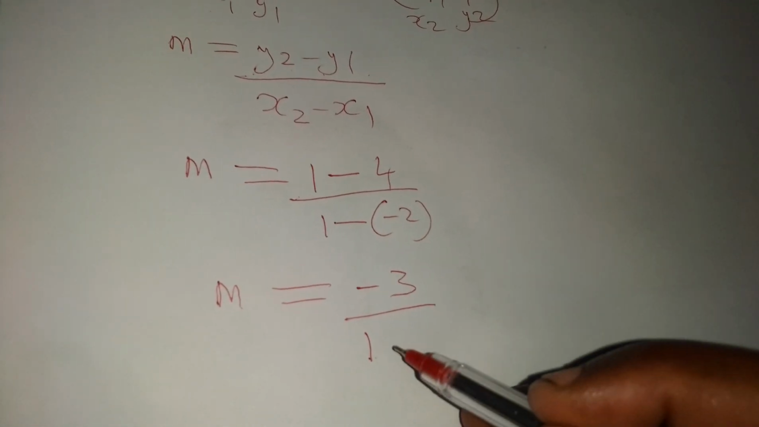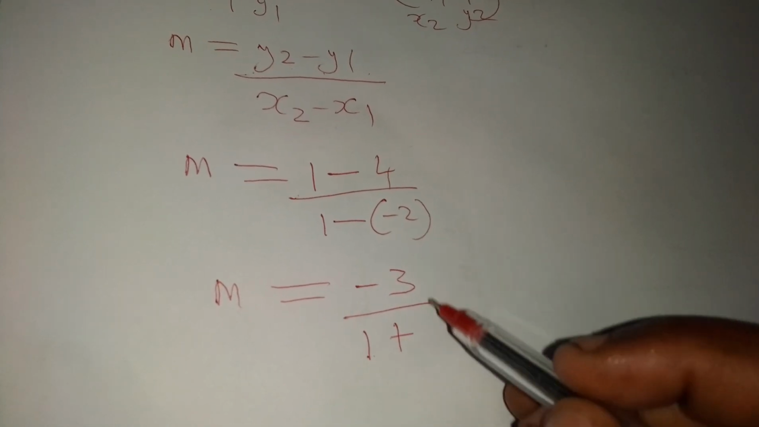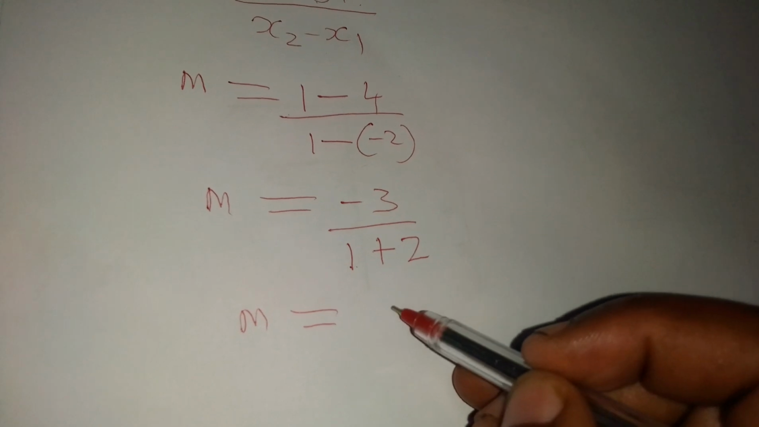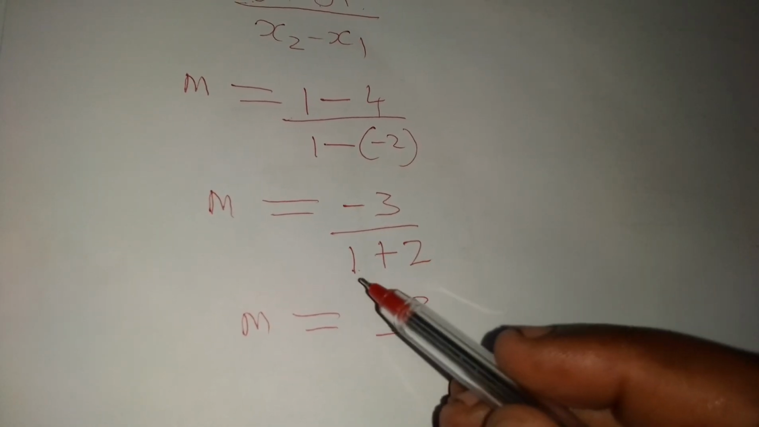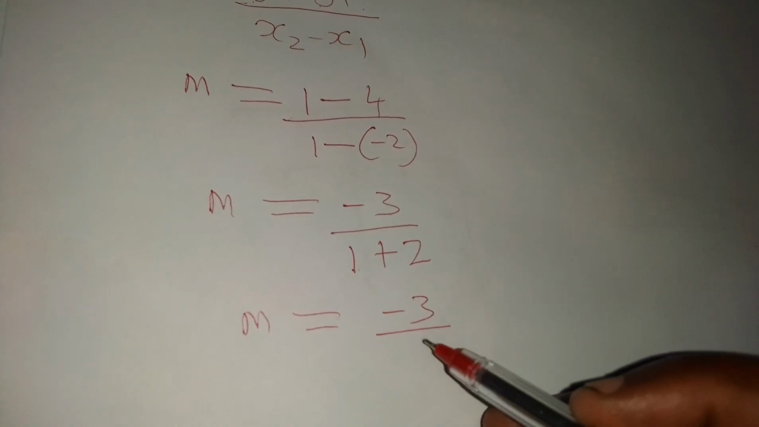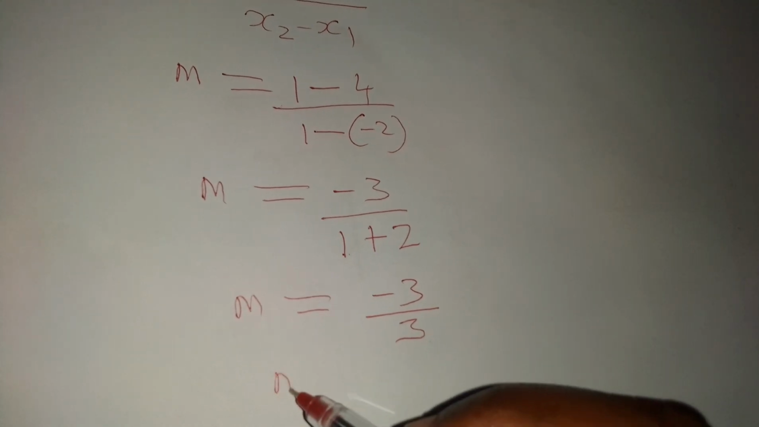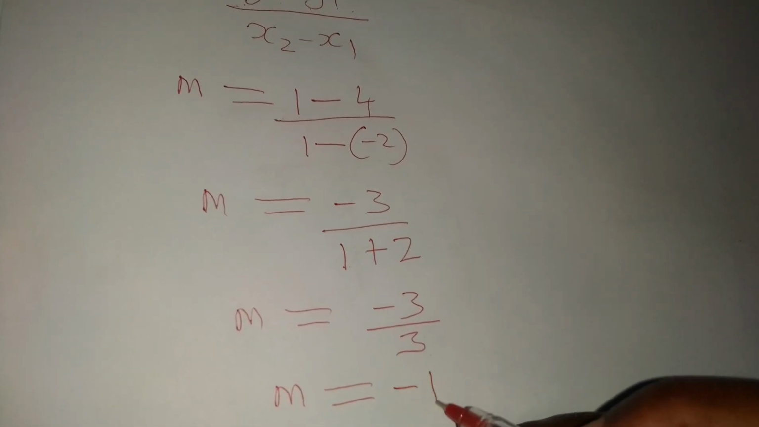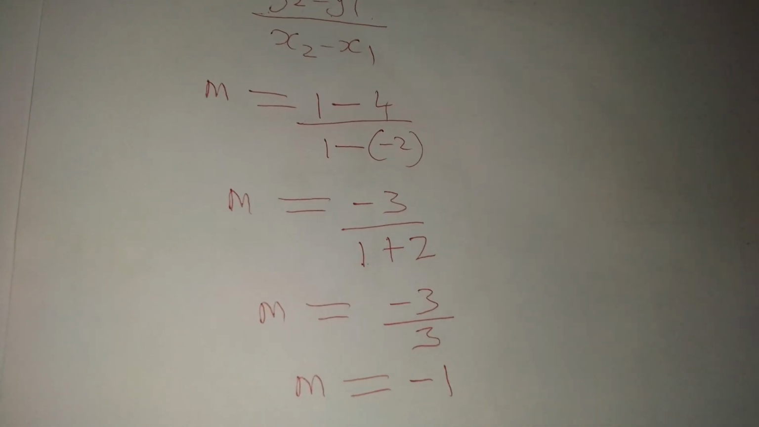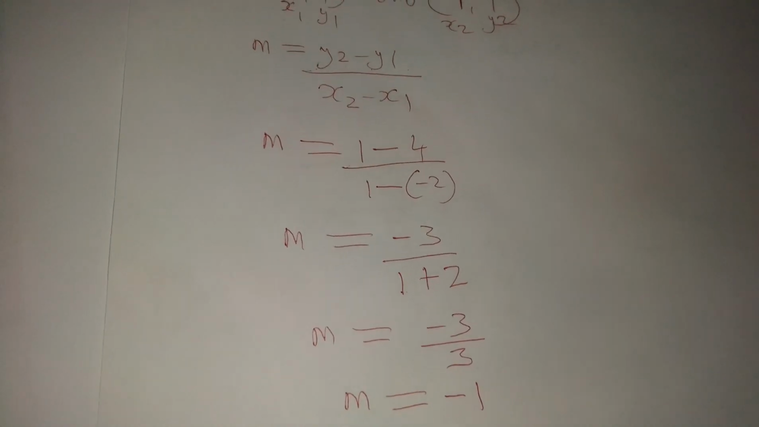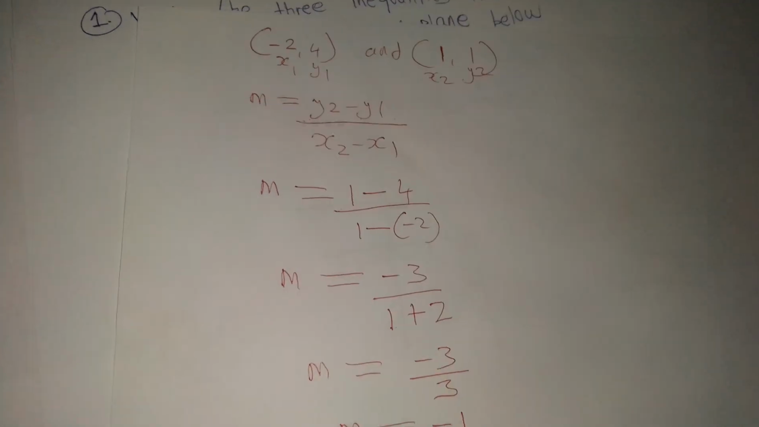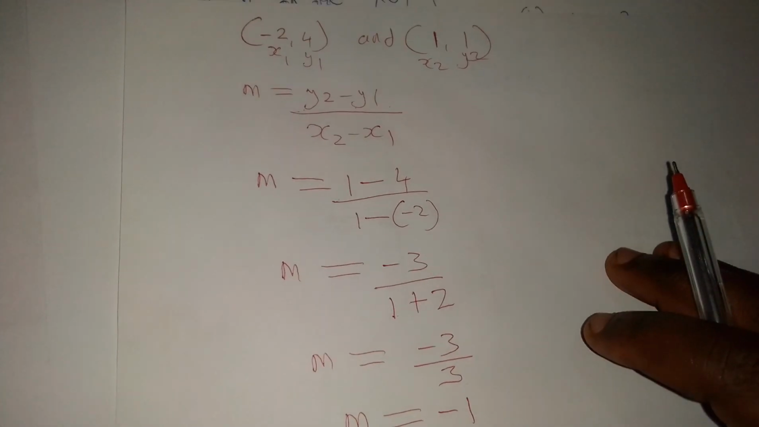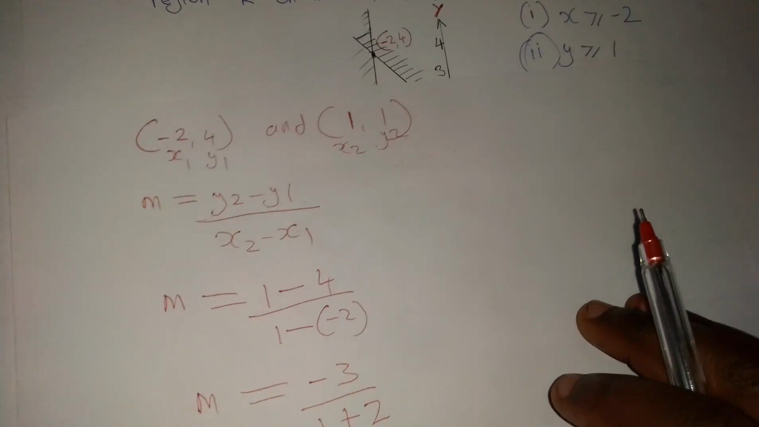Negative times negative is a positive, but there is 2, so 2 will come. So our m equals -3 over 1 plus 2 is 3. Then our m finally, -3 divided by 3 is -1. Since here there is a negative, we are finding the gradient. Now, after finding the gradient, we have to find the equation of the straight line.